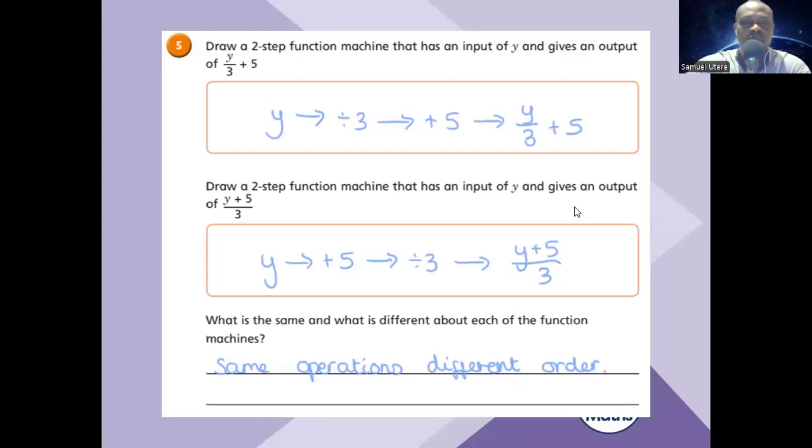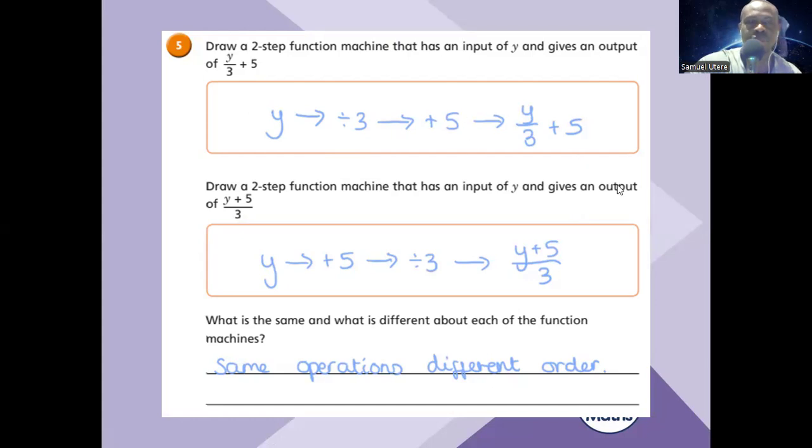Question 5, you're asked to draw a two-step function machine that has an input of y and gives an output of y divided by 3, add 5. Okay? So, y over 3, add 5. So for a two-step function machine, you're going to have to divide by 3 first, and then you add 5.